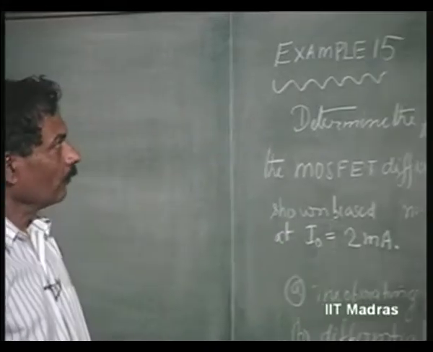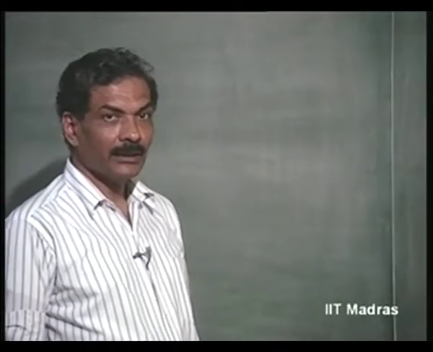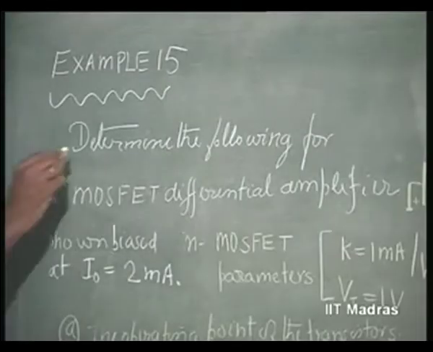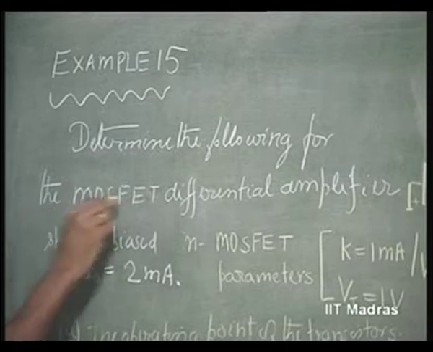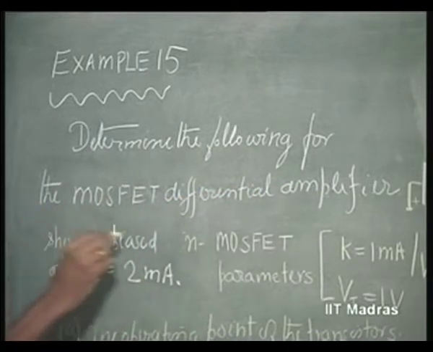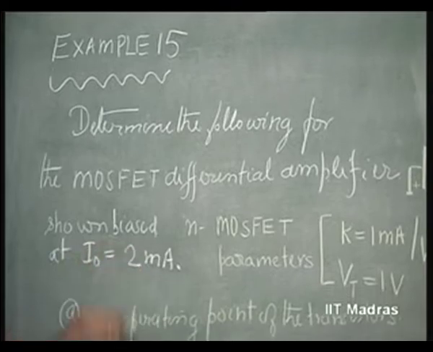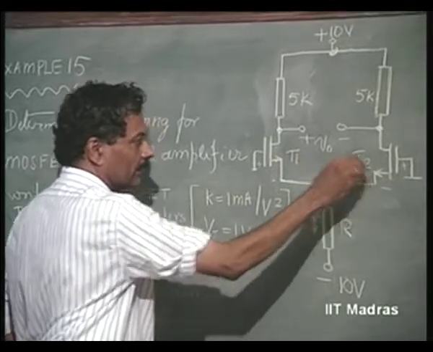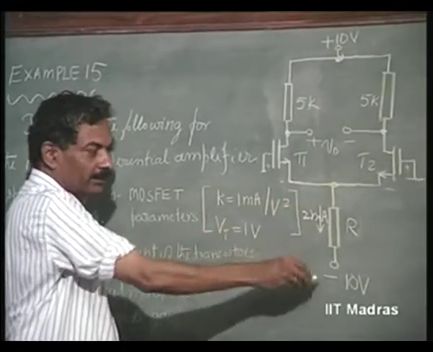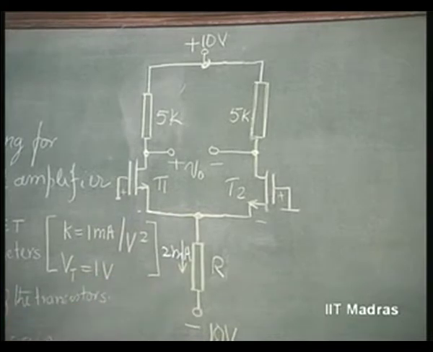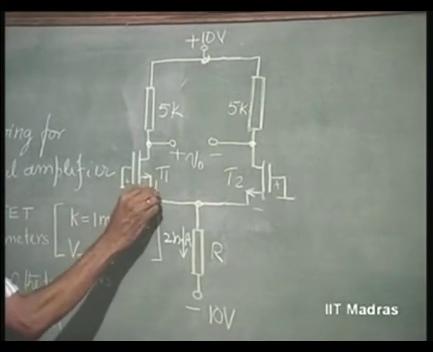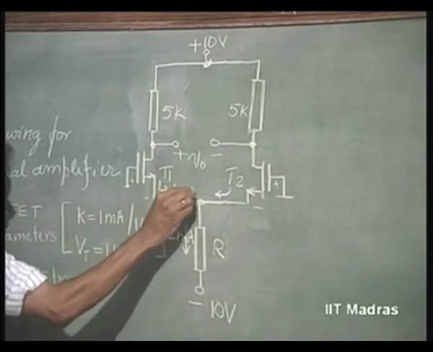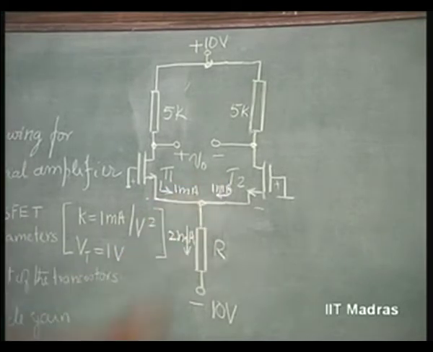Let us now work out an example using this MOSFET differential amplifier. Example 15. Determine the following for the MOSFET differential amplifier shown, biased at I naught equal to 2 milliamperes. The MOSFET differential amplifier is shown here, T1, T2. It is biased at I naught equal to 2 milliamperes. If it is 2 milliamperes here, then this current and this current being equal will be 1 milliampere each.